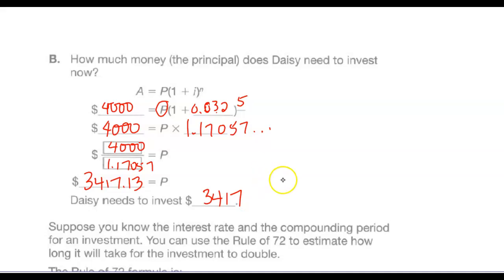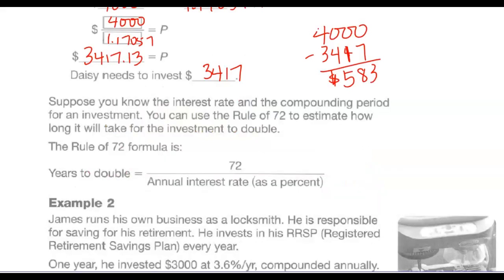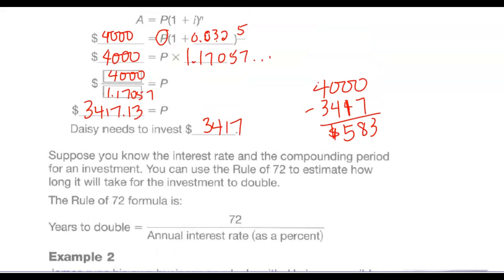So really, in those 5 years, she will have earned interest. The difference between 4,000 and 3,417 is what? $583, right? For just investing it. So that's a pretty good amount of interest. There's an interesting fact that if you know the interest rate and how long the compounding period is for your investment, you can use the rule of 72 to estimate how long it will take for it to double.